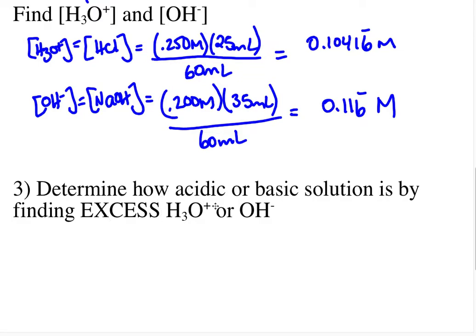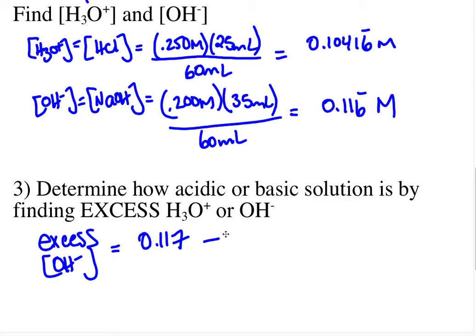Figure out if we have excess hydronium or excess OH. And we're doing that by looking at our concentrations here. So you can see the amount of OH that we have is greater than the amount of H3O plus, so it's going to end up being basic. So we have an excess of OH minus. How do we figure out how much? We just simply subtract those two numbers. So this is 0.11, I'm going to put a 7 because this is 6 repeating, minus our 0.104 is going to give us 0.013 molar.